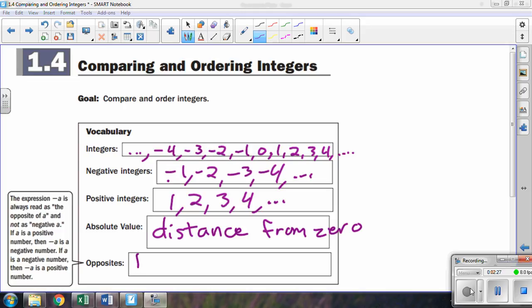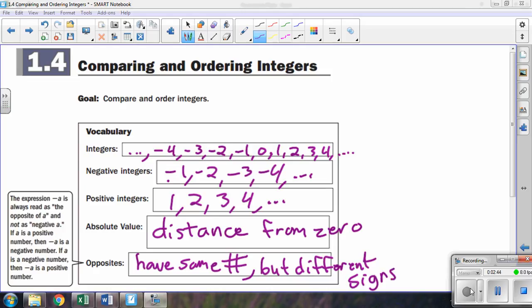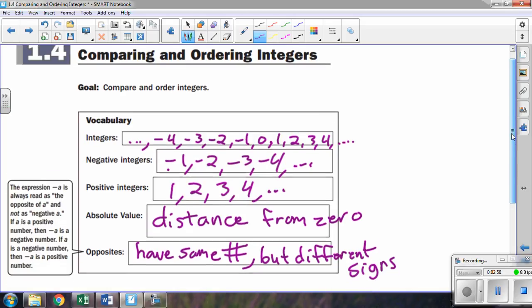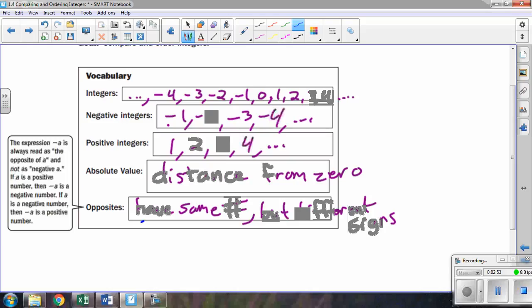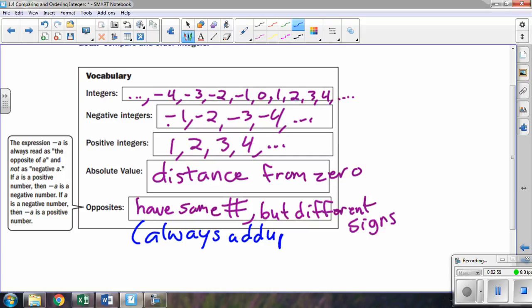Opposites have the same number part, but different signs. For instance, +5 and -5 are opposites. A nice characteristic of opposites: if you add opposites, they're always going to wipe each other out and create 0. +5 plus -5 is 0.